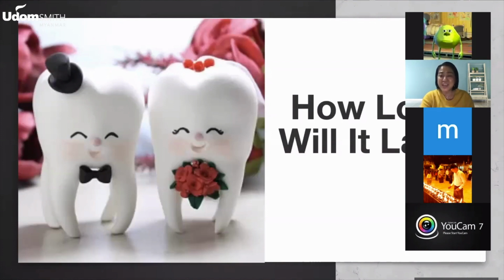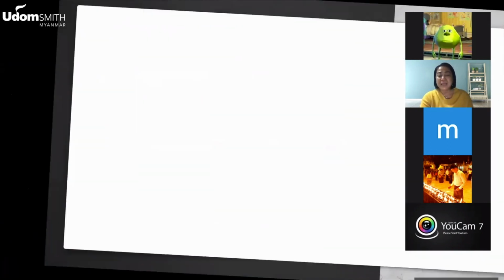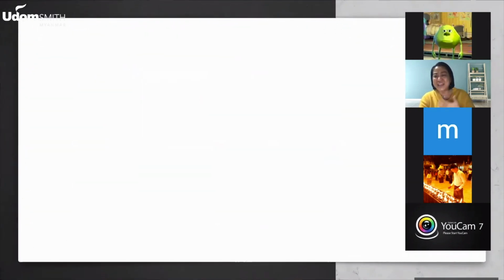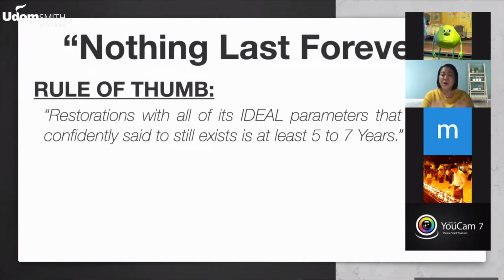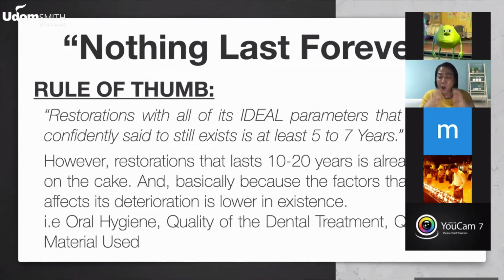So the next question is, how long will it last? This question is often asked about any kind of material. And I always tell all dentists, and even in a realistic way outside dentistry, nothing lasts forever, even as we die. So basically, in prosthodontics, the principle is that the optimum benefit of a restoration lasts 5 to 7 years.